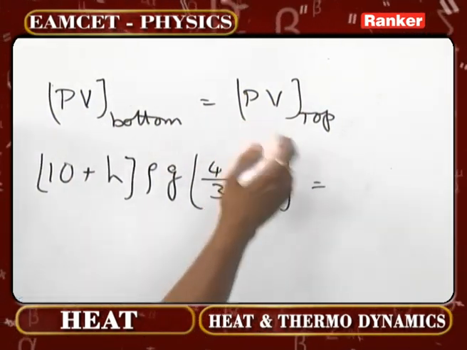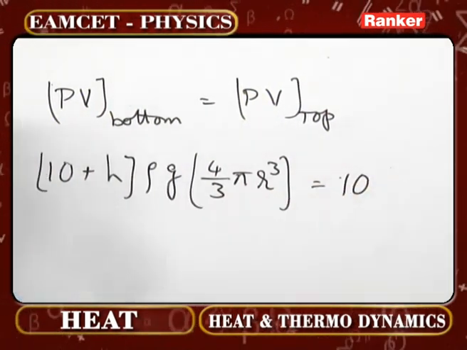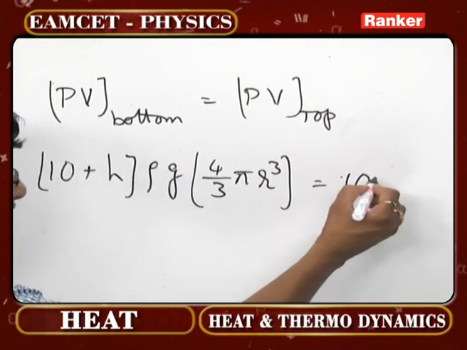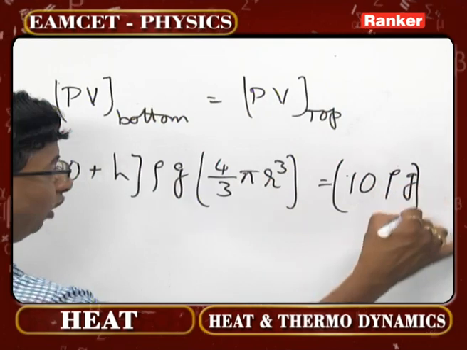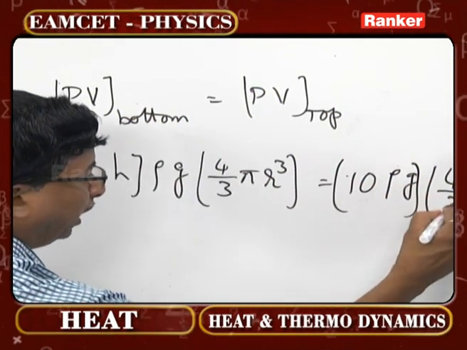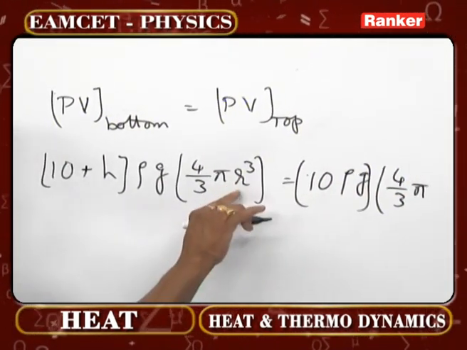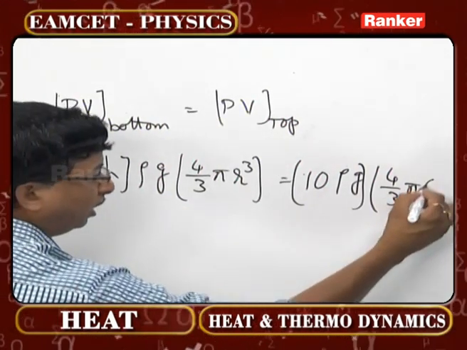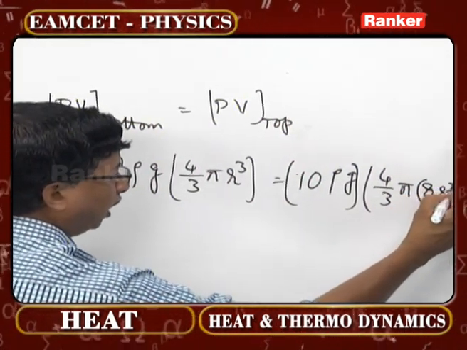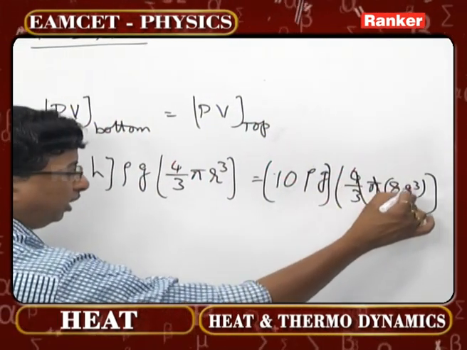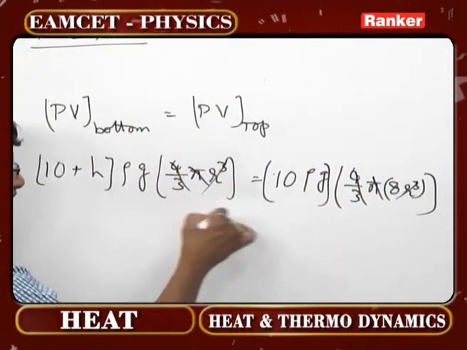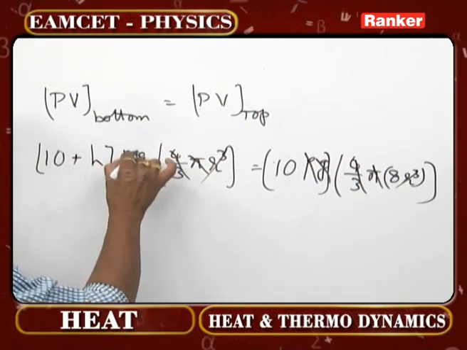Now what about the pressure at the top? It is simply 10 into rho into G, that of course we can understand, H rho g once again. Into what will be the volume now? 4 by 3 pi, R is being doubled, then automatically you can write 8R cube over here, because 2R whole cube. 4 by 3 pi R cube you can cancel over here. Rho into G you can cancel over here.